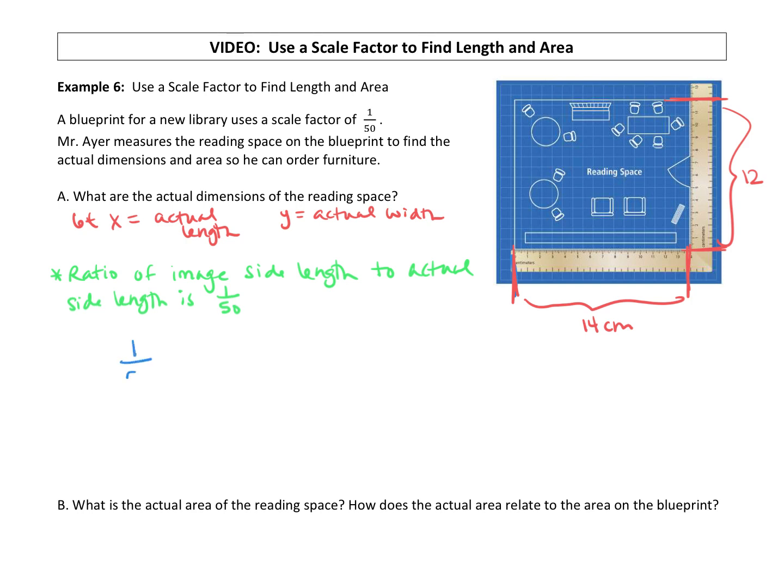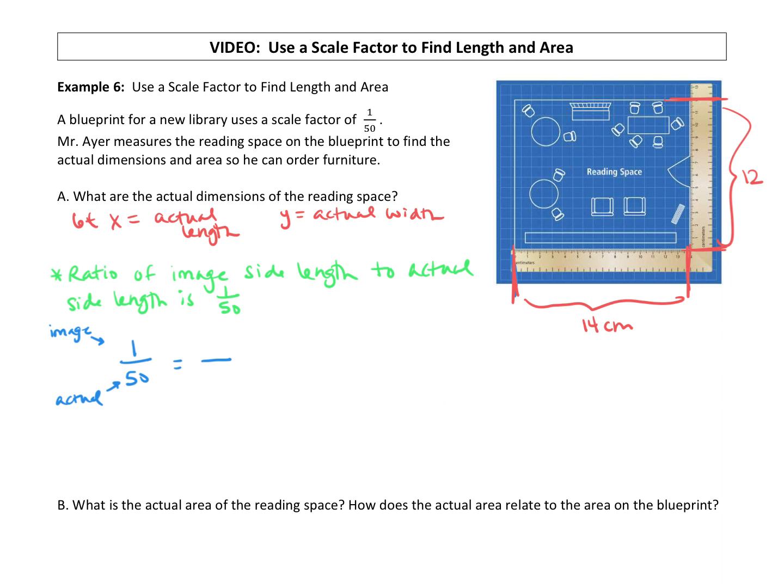We're going to say 1 over 50, and then let's make a note. This 1 represents the blueprint image. This 50 represents the actual room. We're going to set that equal to, let's work with the actual length right now. We don't know what the actual length is, and then we'll set up a proportion for width.